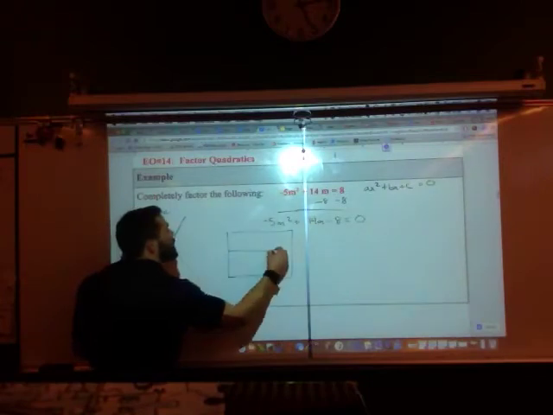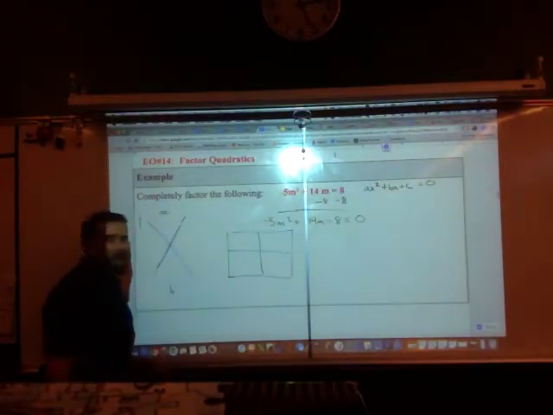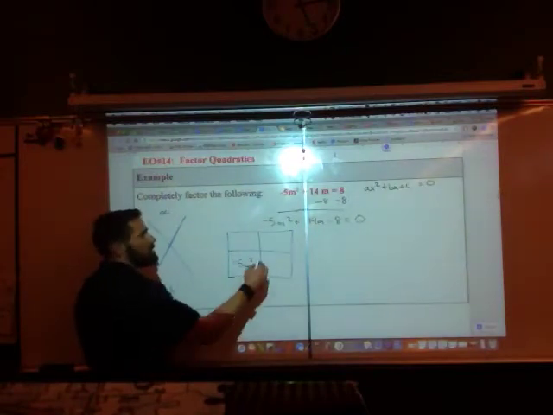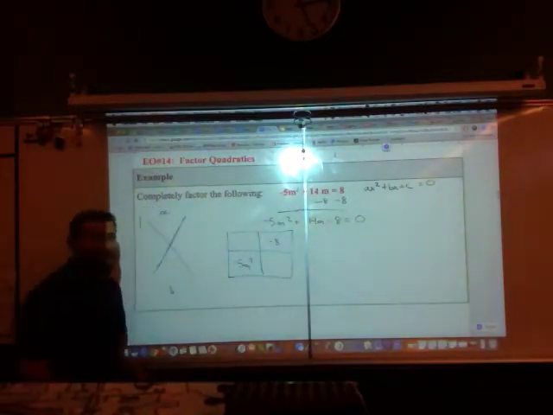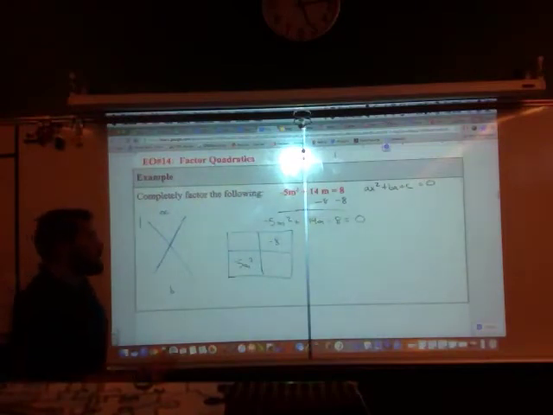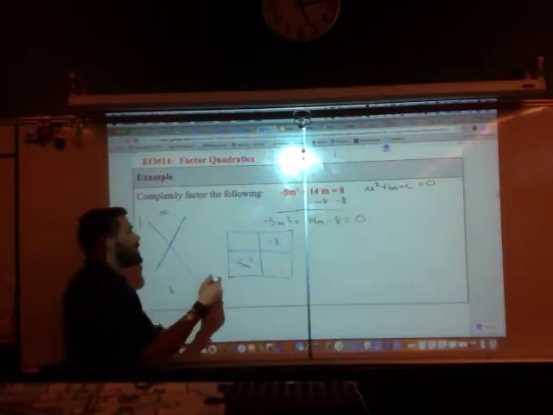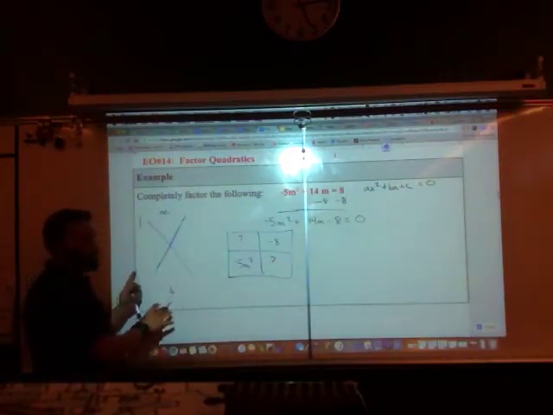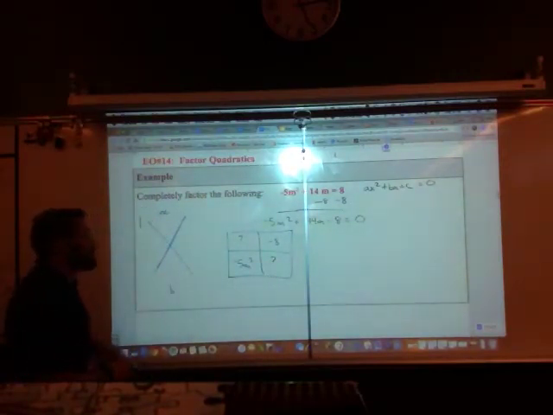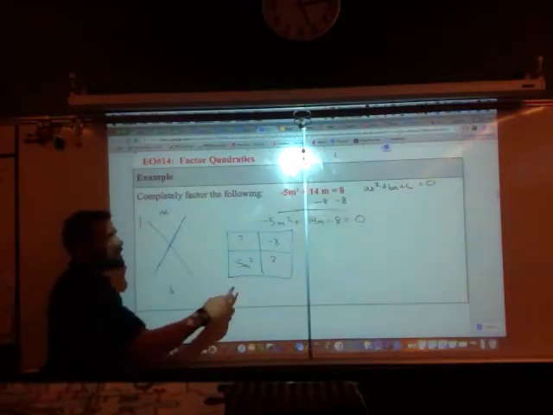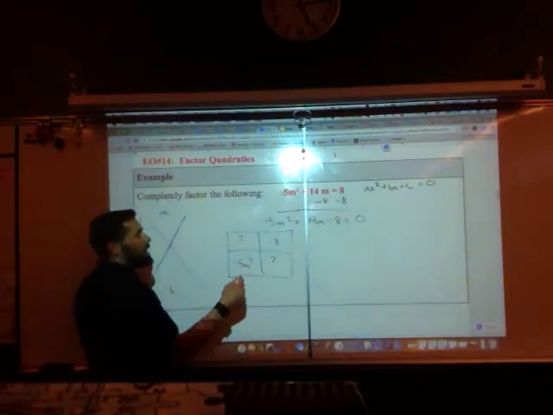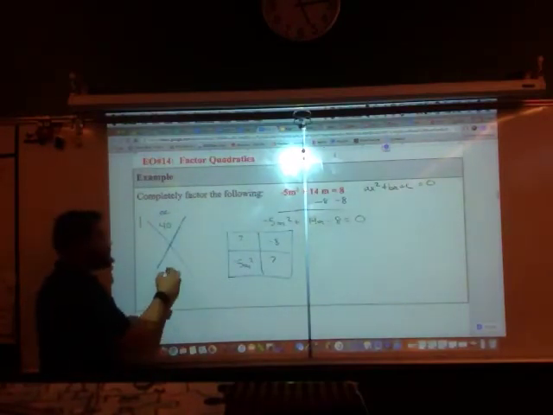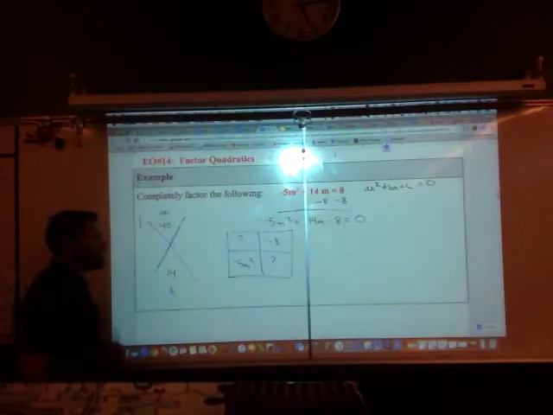In this case, my generic rectangle would have this, and I would have negative 8 there. We've done this practice a little bit in class. We were trying to figure out what goes here, what goes here. The X is going to help us do that for us. So A times C, which is negative 5 times negative 8, that's 40. And then B would be 14.